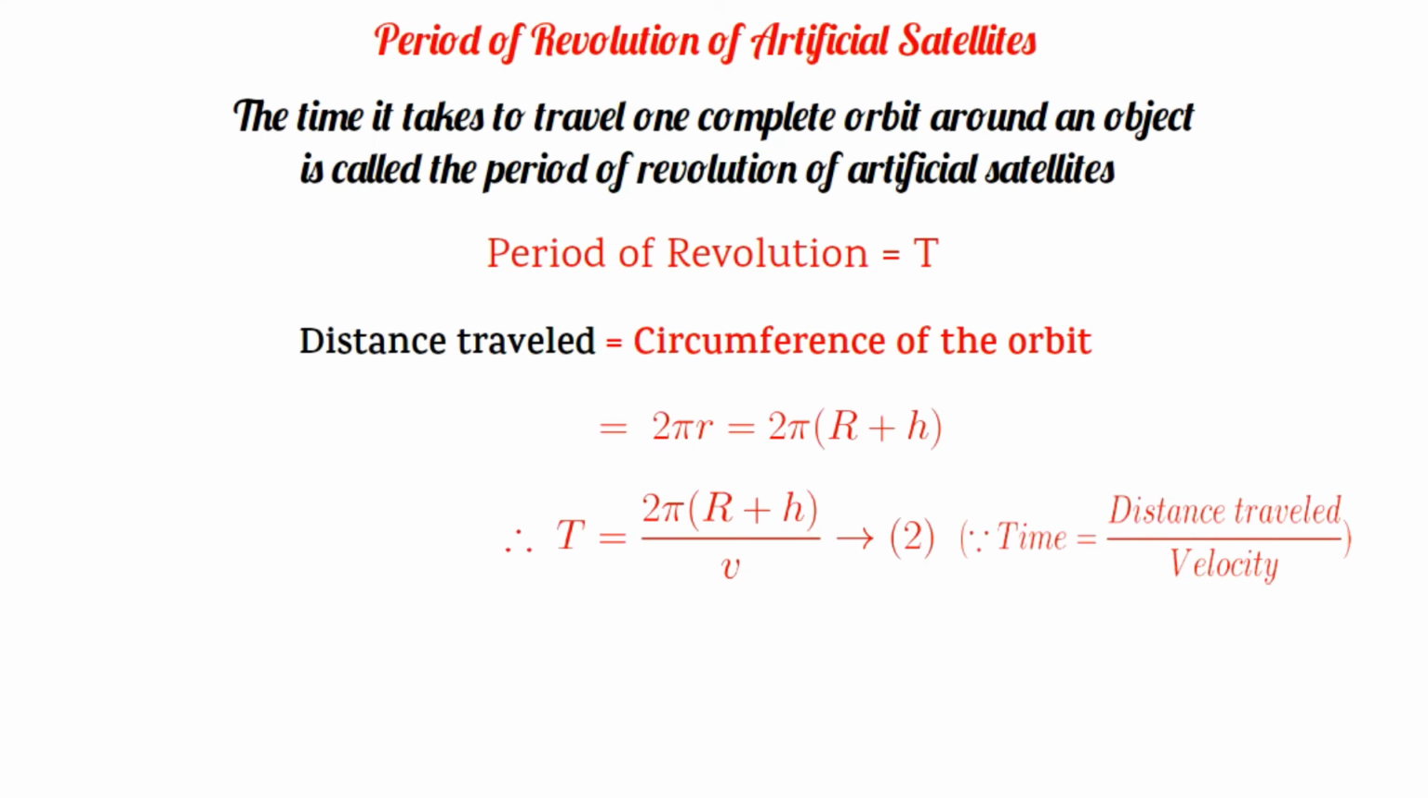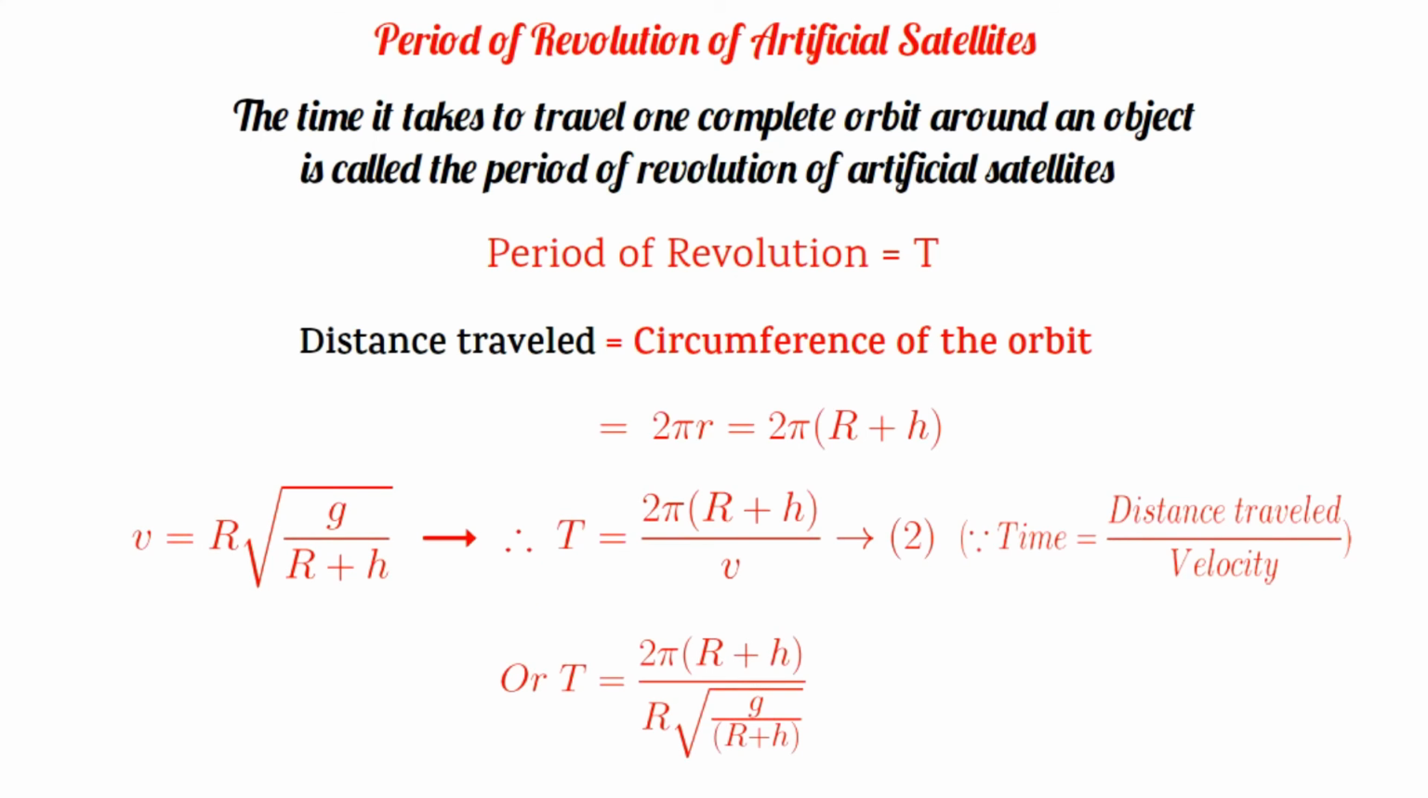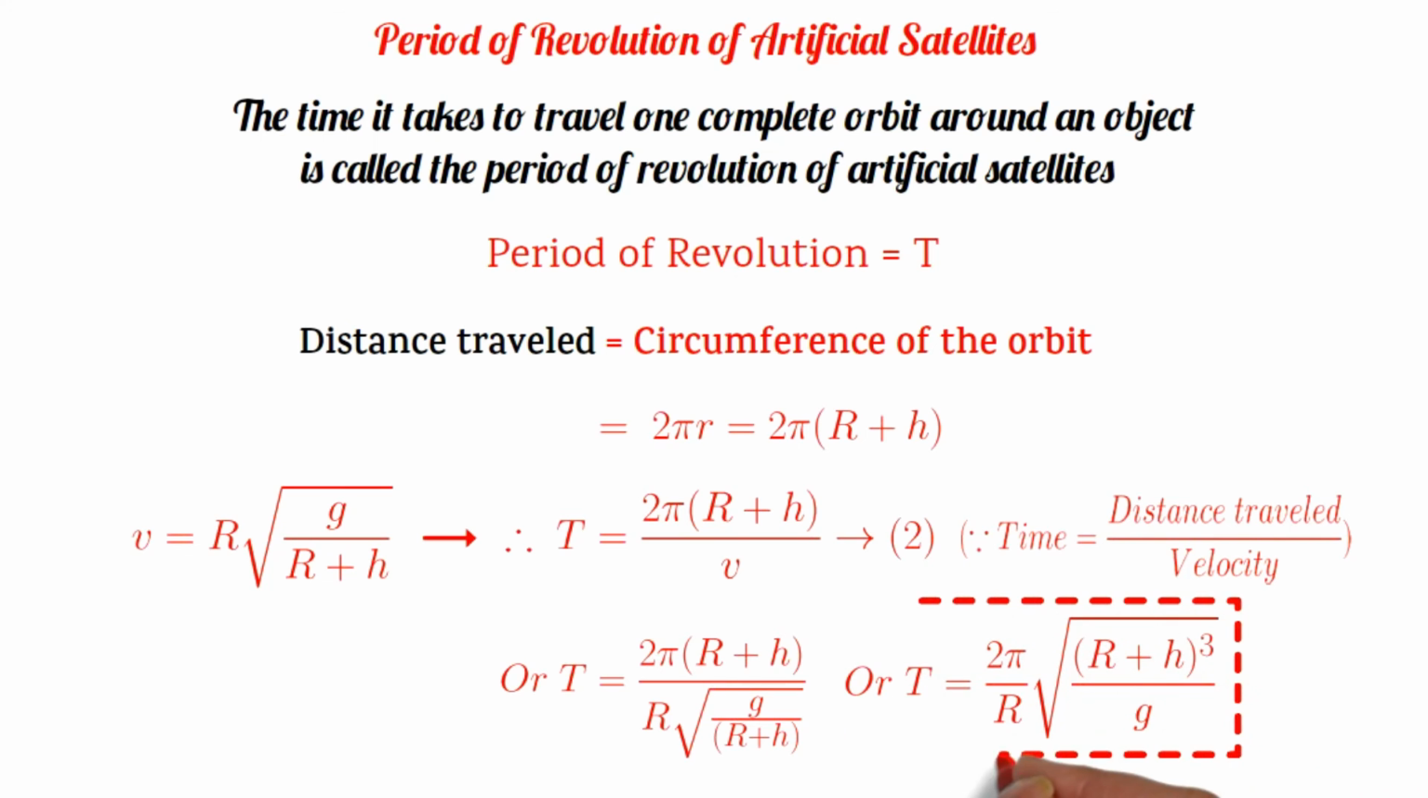Now substituting the value of v in equation number 2, and after solving we get capital T is equal to 2 pi by capital R into root over capital R plus h whole cube by small g. This is the formula for the period of revolution of an artificial satellite.